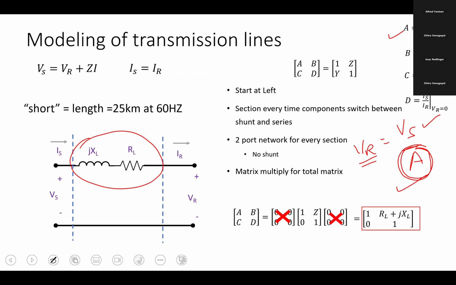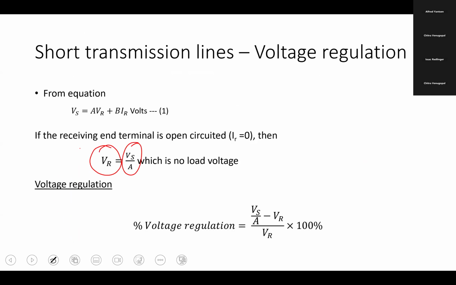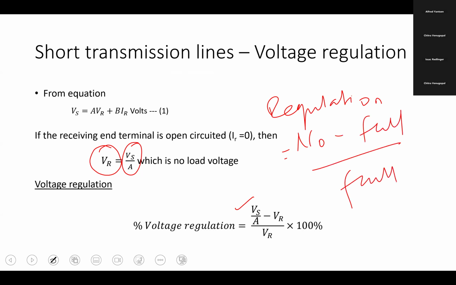Same thing here. Voltage regulation is given by no load voltage minus full load voltage divided by the full load voltage. Sorry, regulation should be given by the maximum value, and the maximum value is no load. So no load minus full load divided by full load. So this is regulation.